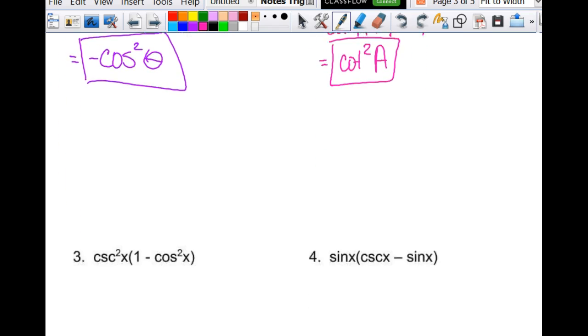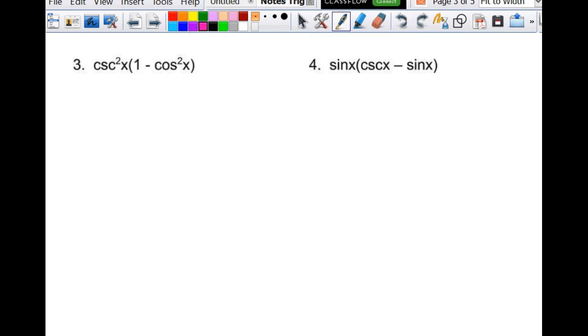All right. Let's look at number 3. Got cosecant squared x times 1 minus cosine squared x. Okay. So we can do a couple of different things here. If I go ahead and distribute that in there, that's fine. If I do that, then I don't really have anything that's cosecant squared times cosine squared, do I?